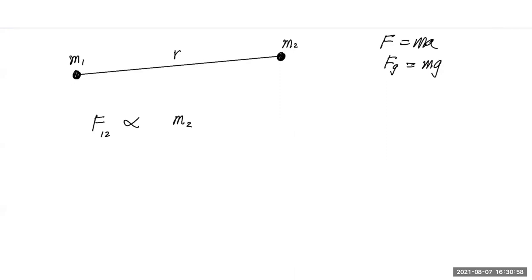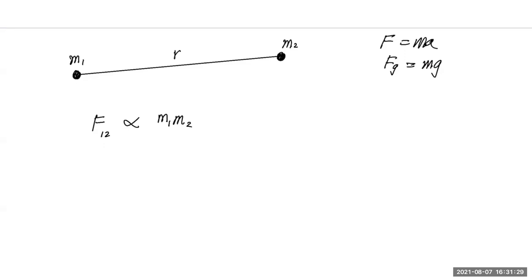That's from experimental observation. But at the same time, we also realize that it's got to be proportional to m1 as well. Why is that? Because there is also Newton's third law, which says that F12 has got to be equal to F21, because it's action and reaction. But if F12 is proportional to m2, then by symmetry, F21 has got to be proportional to m1.